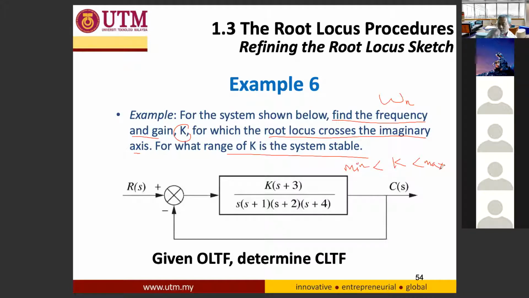You are given the open loop transfer function, which is this one, and determine the closed loop transfer function as the first step. But we have to identify the zero is at -3, and the poles are at 0, -1, -2, and -4. So it is fourth order.